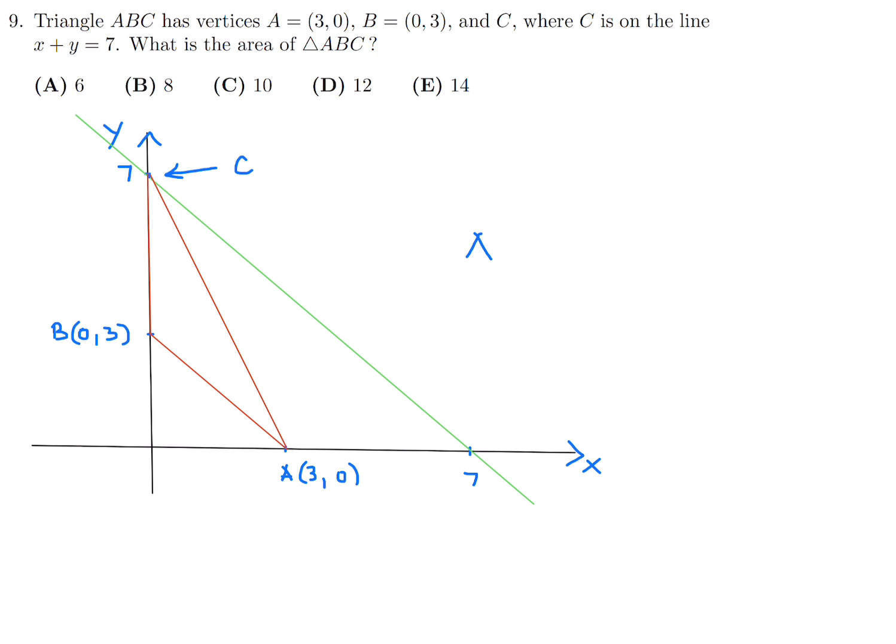And the area, therefore, is 1/2 base times height. The base is from here to here, which is going to be 7 minus 3, which is 4. And the height is going to be from there to there, which is obviously 3. So I've got 12 divided by 2, which is 6. So number 9, the answer is A.